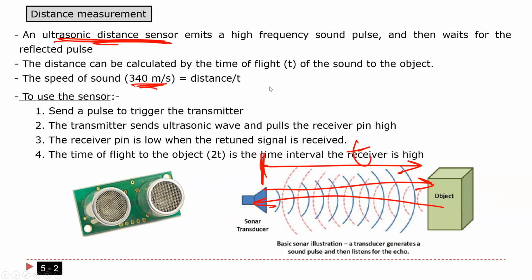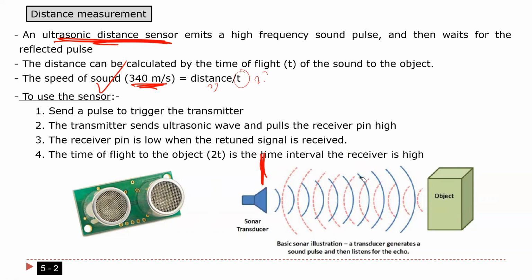Is that okay? So the distance is unknown. I don't know the distance. I know the speed. All I need is to calculate the time. That's it. What time? The time for the signal to travel from here to here. How much time did it take? If I can get the time, I can plug it into this equation to get the distance. So how can we do that? I'm going to tell you how.